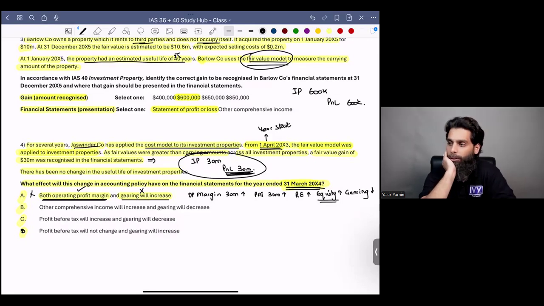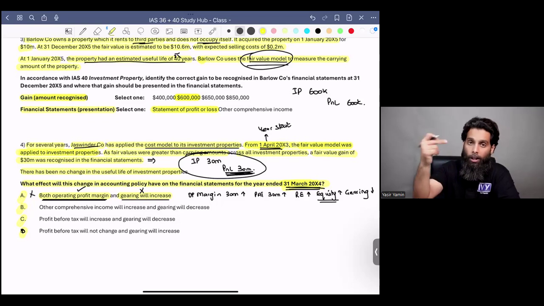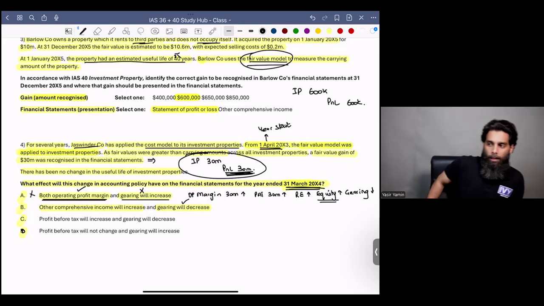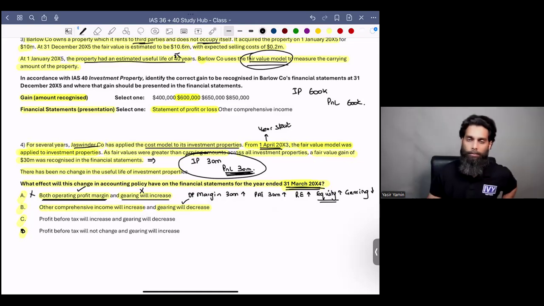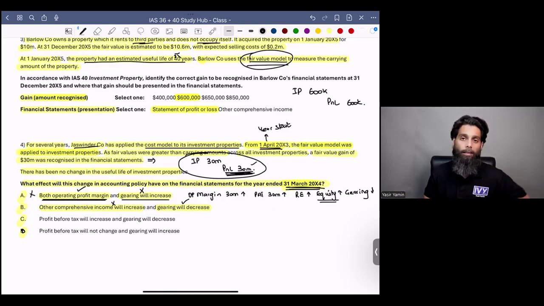Is it clear to everybody? I hope it is. Done. Then look at the second option: other comprehensive income will increase and gearing will decrease. I ask you one question. As a result of this fair value gain, will your gearing decrease or not? Yes. So this portion is correct. But the other portion, will your other comprehensive income increase? No, because this fair value gain is recognized in your P&L.